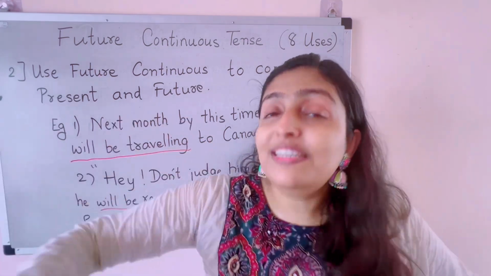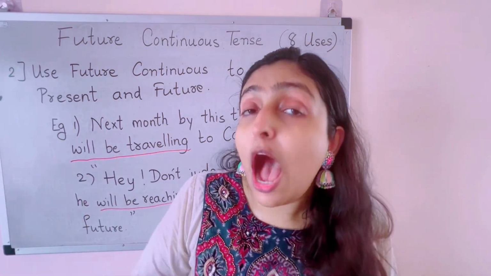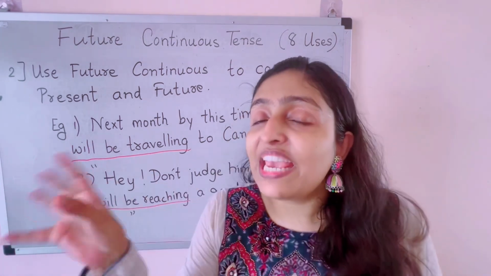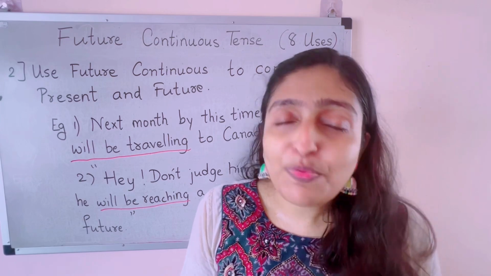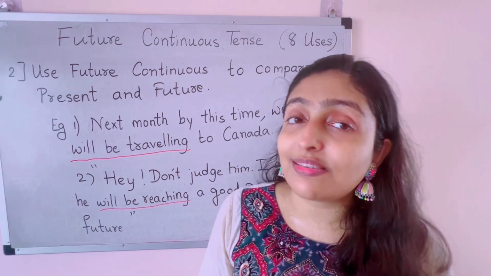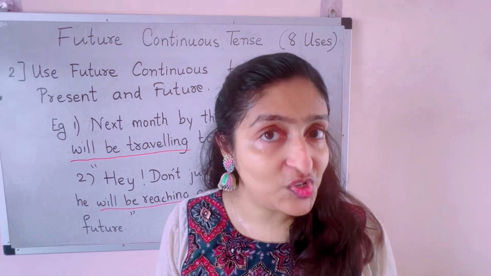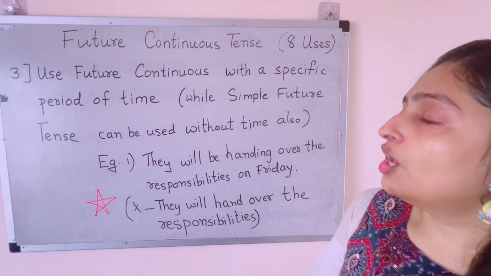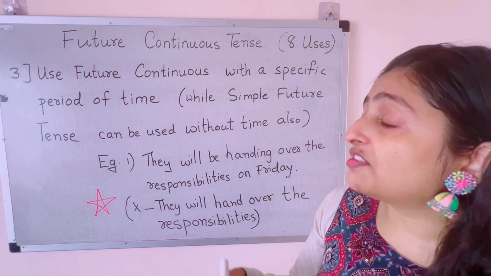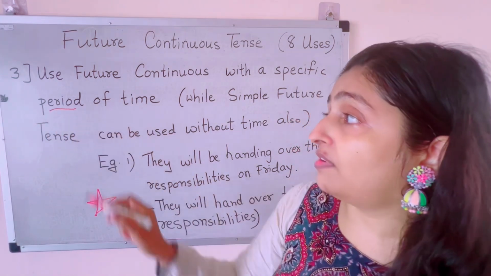Because on a daily basis, I'm seeing how much he is struggling and working hard, or he has that commitment. I hope you got it. In such situations, we use future continuous tense. Moving on to the next rule. Rule number 3. Use future continuous with a specific period of time.